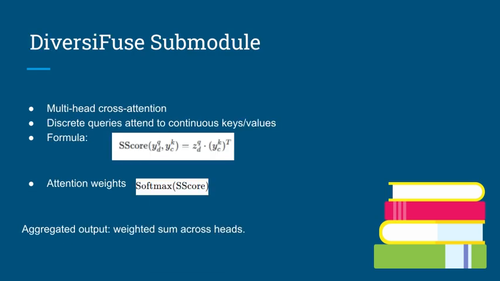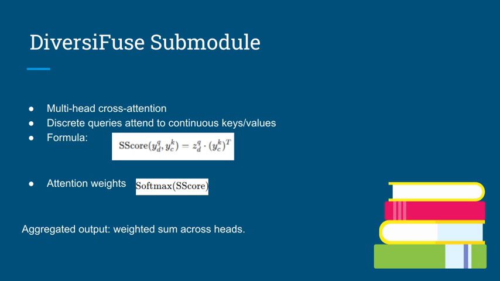Now let's move on to the second key innovation, the DiversiFuse submodule. So once we have both continuous features from the context encoder and discrete codebook features from the quantizer, we need to combine them in a meaningful way. That's where DiversiFuse comes in. It uses a multi-head cross-attention mechanism, somewhat inspired by transformers. Here is how it works. The discrete representations act as the queries. The continuous representations are keys and values. Now, through cross attention, each discrete token attends to relevant continuous tokens, allowing for richer context aware fusion.